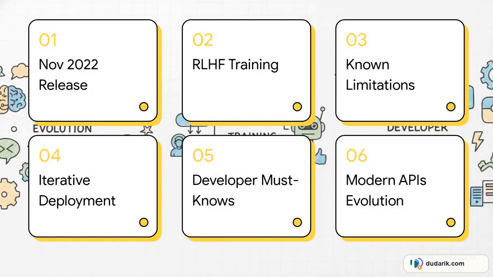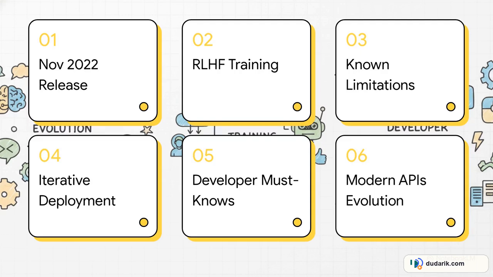Here's what we're covering today. We'll look at the big November 2022 release, how RLHF trained ChatGPT, some known limitations, the iterative deployment strategy, what developers absolutely must know, and finally, the evolution to modern APIs.